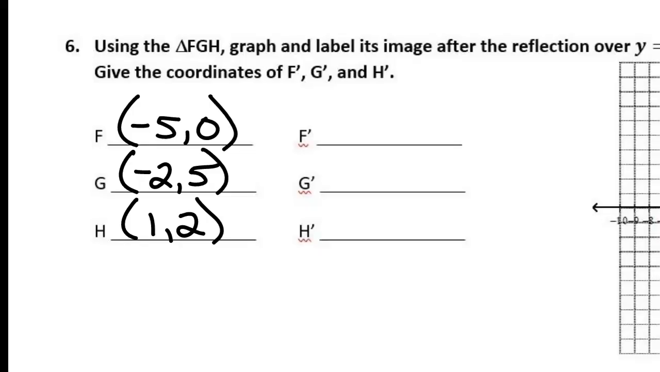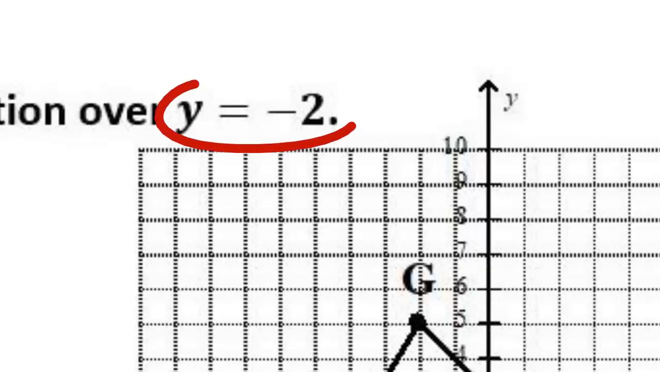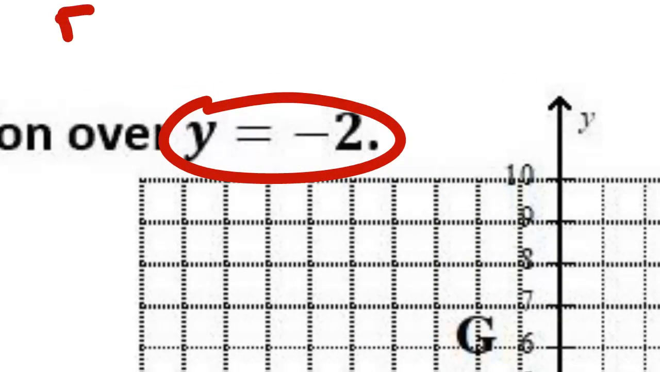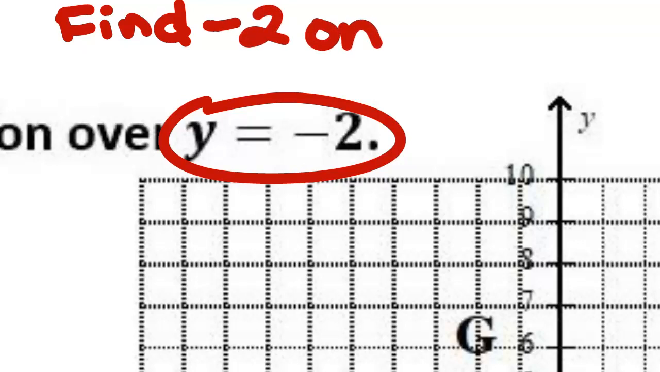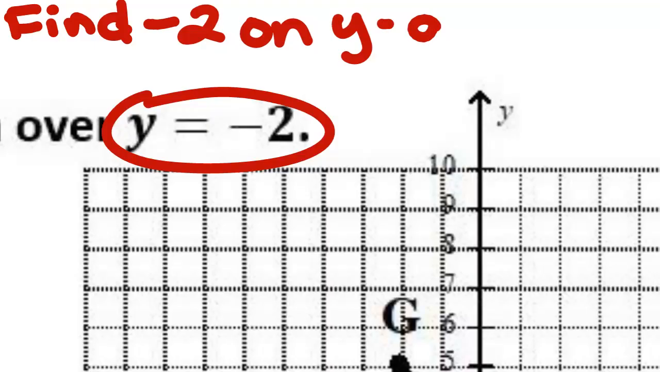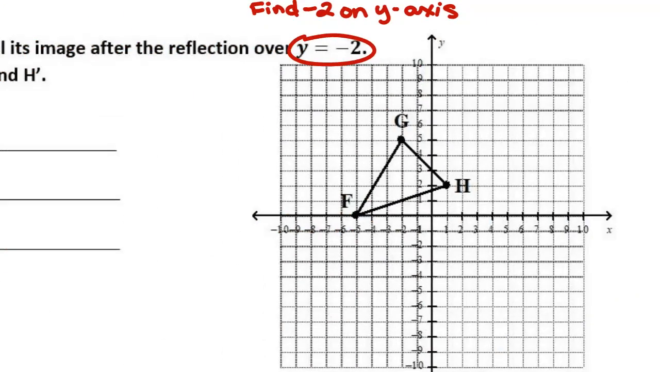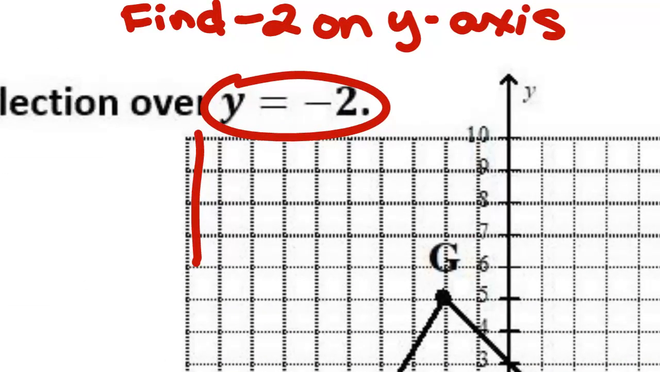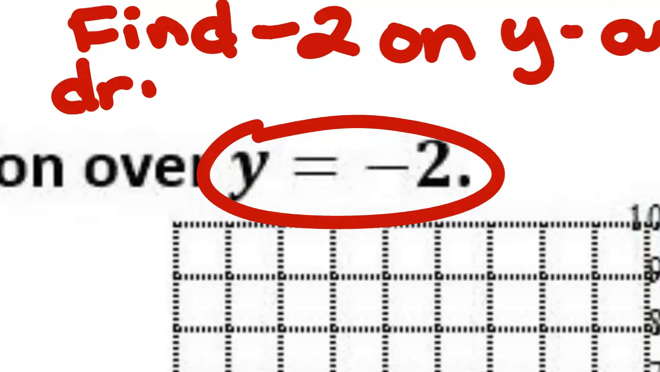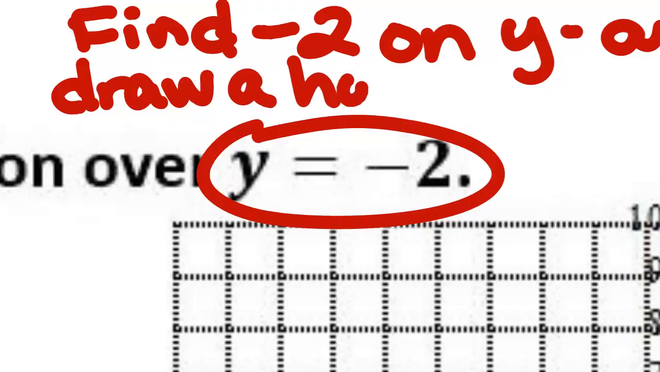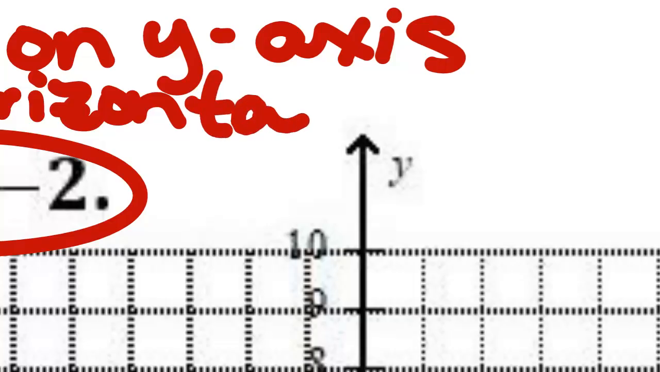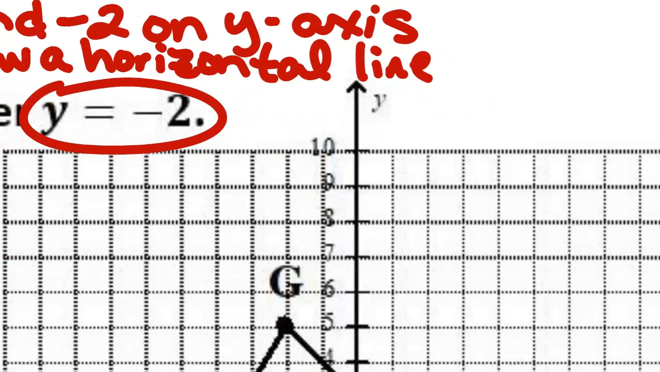We are going to reflect over the line y equals negative 2. So we will find negative 2 on the y-axis. That's right here. And then we will draw a horizontal line through that point.